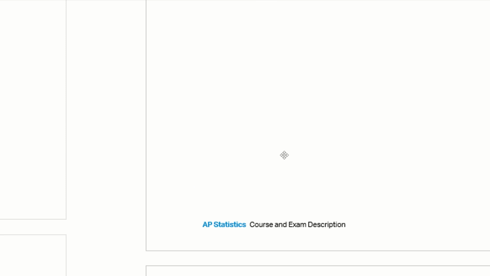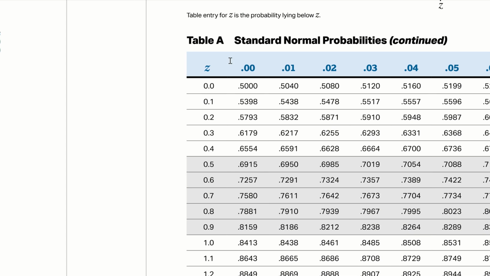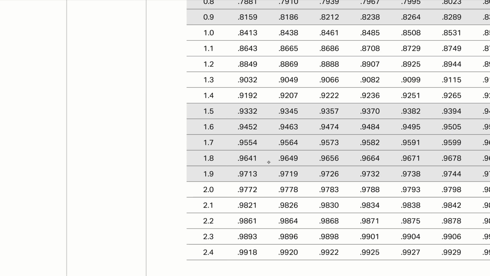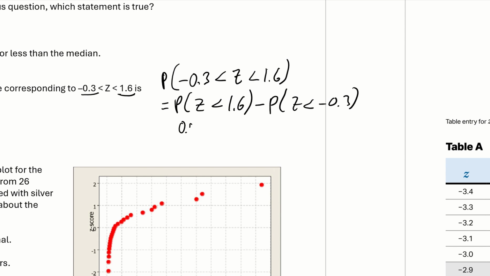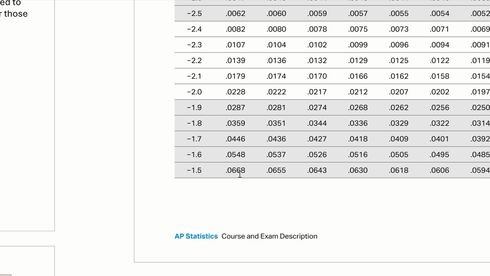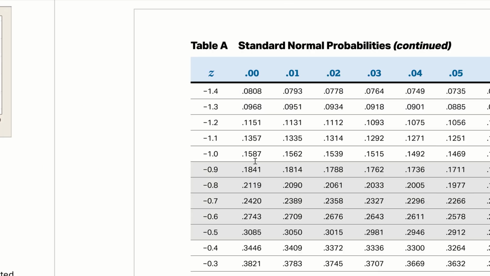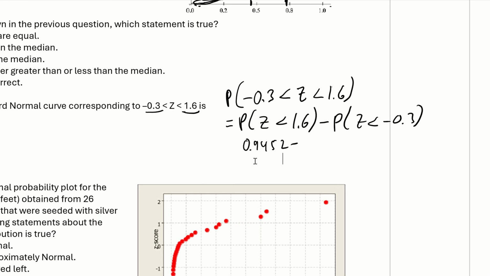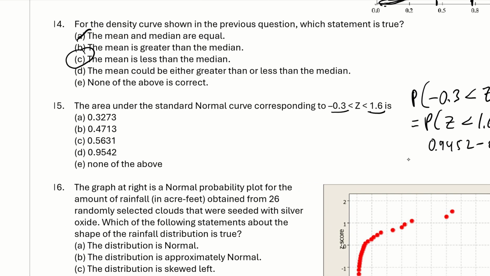All right, so let's look at 1.6. Positives are on this side. So we've got 1.60. That's got to be 0.9452. So we'll write that over here, 0.9452. And then we've got negative 0.30. It's got to be this guy, 0.3821. So we just got to subtract those and get our answer. All right, 0.5631. So that answer is C.